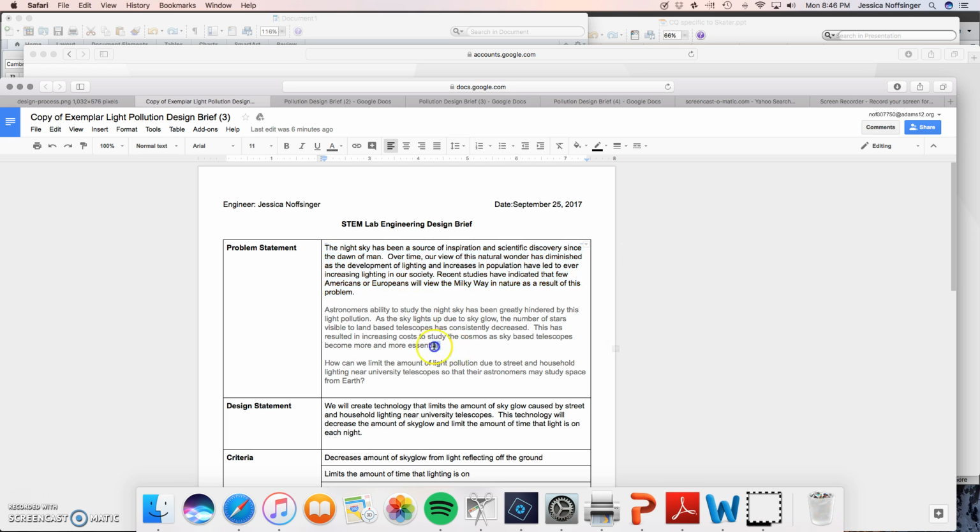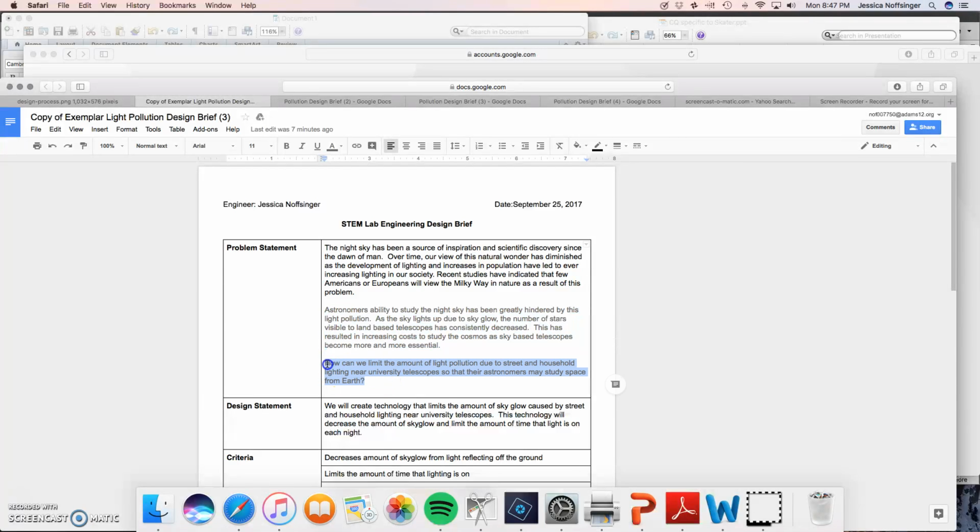The next part of my problem statement is going to narrow in on my topic. So my topic for light pollution that I'm going to be looking at is astronomers and how they can study the night sky using telescopes. So I'm going to get much more focused on just that part of the problem. What are the issues for astronomy and studying with telescopes because of light pollution? This probably came from the article that I read yesterday in class.